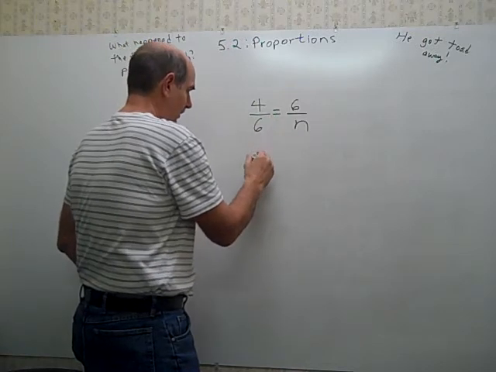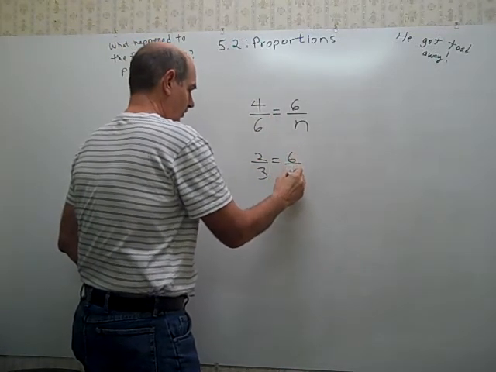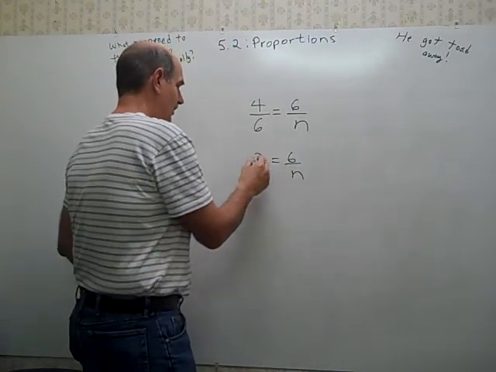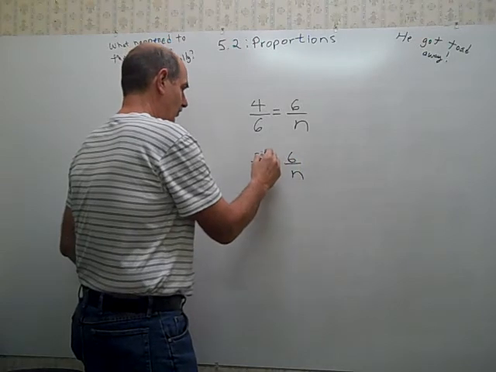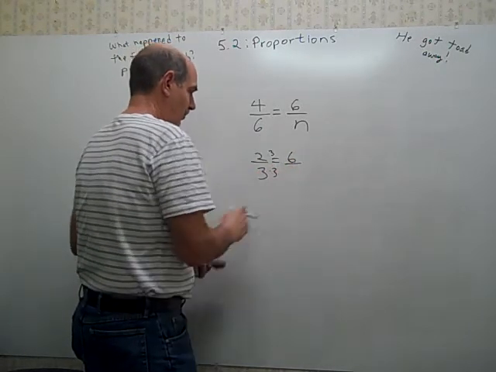If this was a convenient one like 2 to 3, 2 compared to 3 is 6 compared to a number. This would be easy to do with the equal fractions property. What do you multiply 2 by to get 6? It's 3. So you do 3 times 3 to get the number that's missing here.